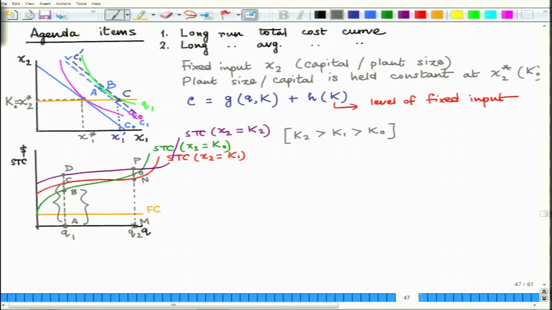So this is say point M, then I call this point N, this is my O point and this is P point, say. So now you can see that for an output level Q2, it is beneficial for the firm if the firm does not stay with the plant size K naught, because that will give a higher cost of production MO. So the firm can optimally choose a plant size K1 which will give a lower cost Mn. So optimally the firm can go for a higher level of plant size which results in a lower level of total cost as given by the distance Mn.